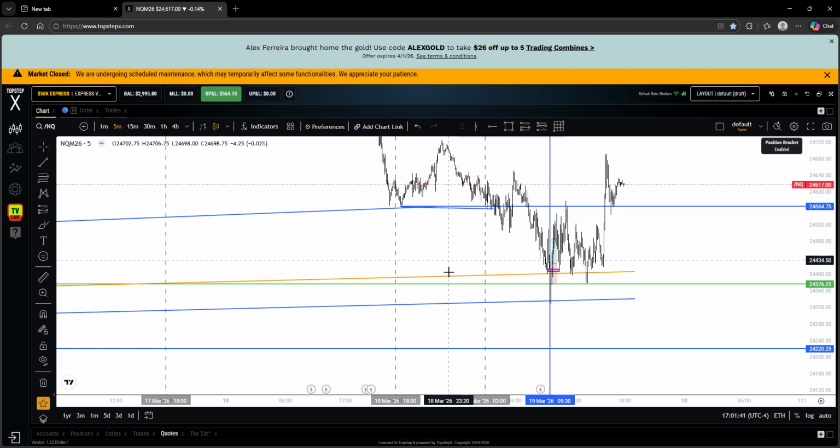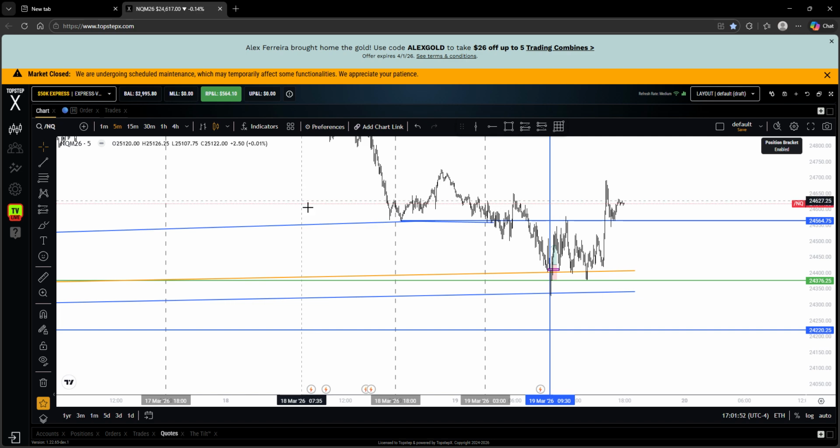This is H, and today I'll be going over two trades that I took. The first one was in London Session Open, and the second one was in New York Session Open.